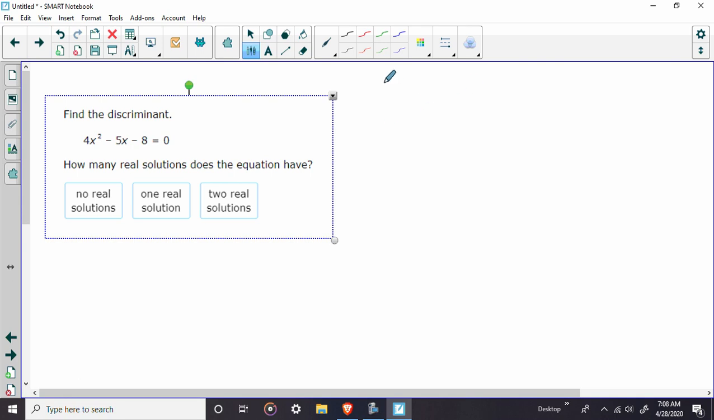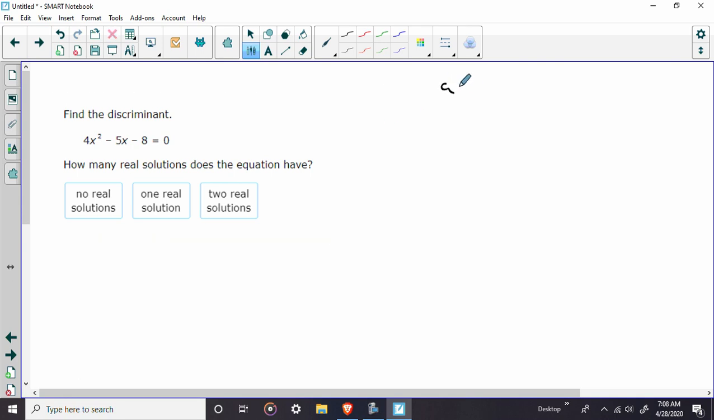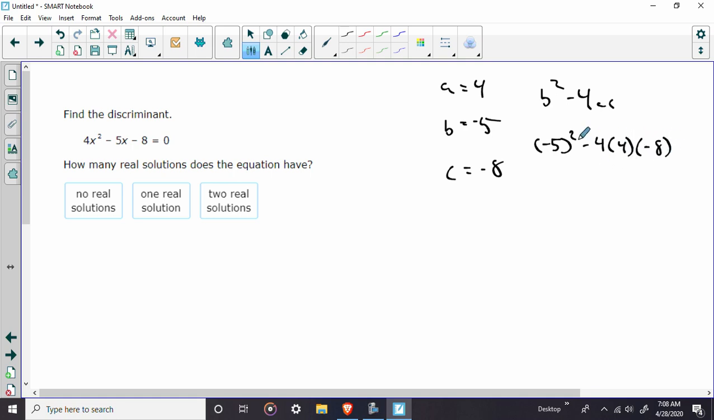Okay, again, let's find the discriminant. A is 4, B is -5, C is -8. We want to do B squared minus 4AC. Make sure this -5 is going inside parentheses. Okay, 4 times 4 times -8. Again, what do you see here? This will be positive, right? But again, I have a negative times a positive is a negative, and that negative times another negative will be a positive. So here, again, it doesn't even matter.